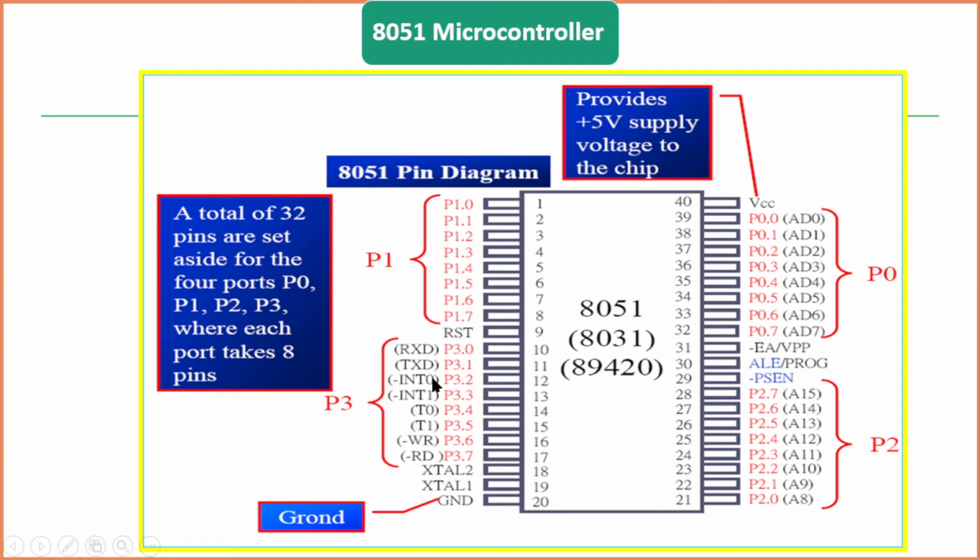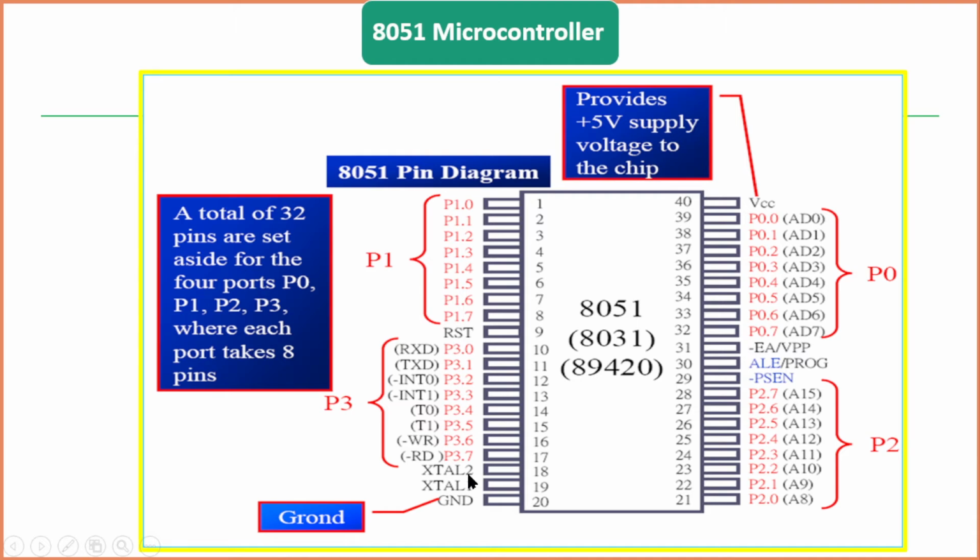Then the 2 external interrupts, INT0, INT1. 2 timer inputs, T0, T1. Through that, the clock will be given as an input, which will be counted by the internal timer. Then the read-write control signals to access external memory or I/O devices.